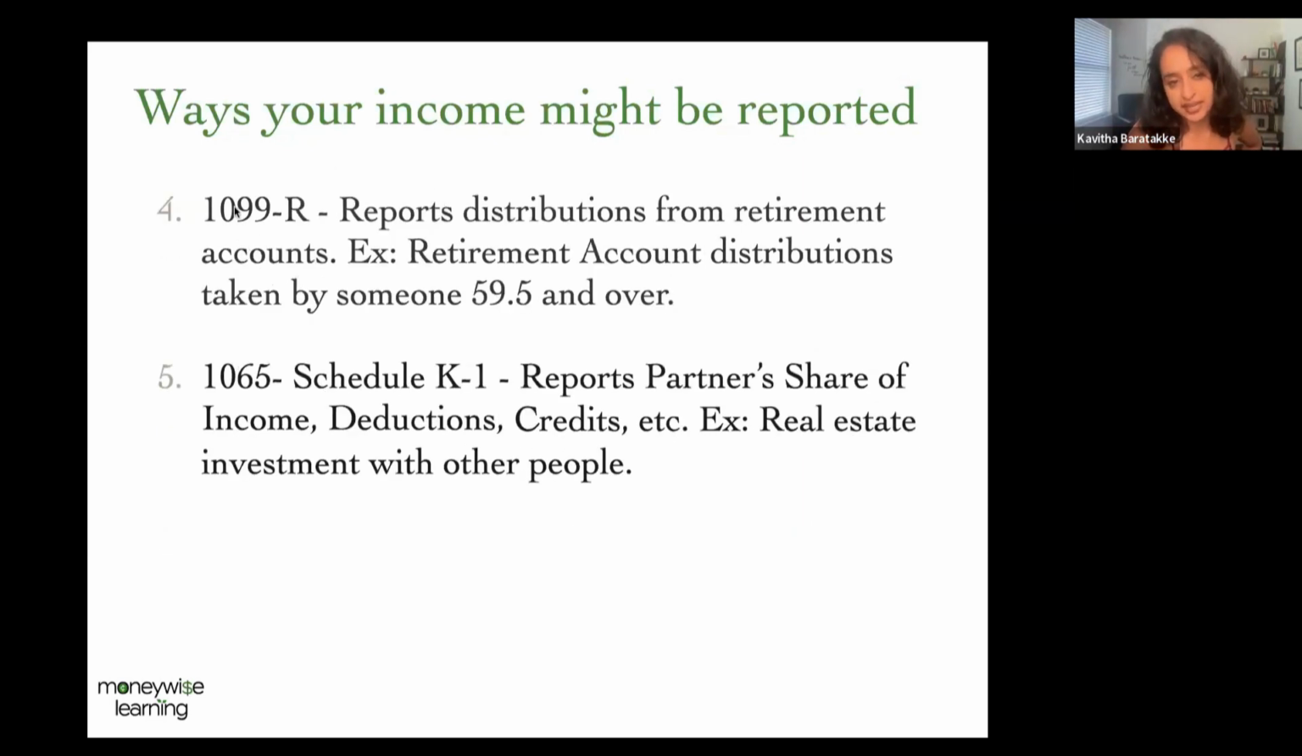So there's 1099R. Let's say you retire and you take retirement account distributions. If you're 59 and a half, you can take money out of your retirement account. That will be reported on a 1099R. Finally, let's say I have real estate investments. I put money in with other people. We put all our money together and go buy an apartment building. That is reported on what we call a 1065 or a Schedule K-1.